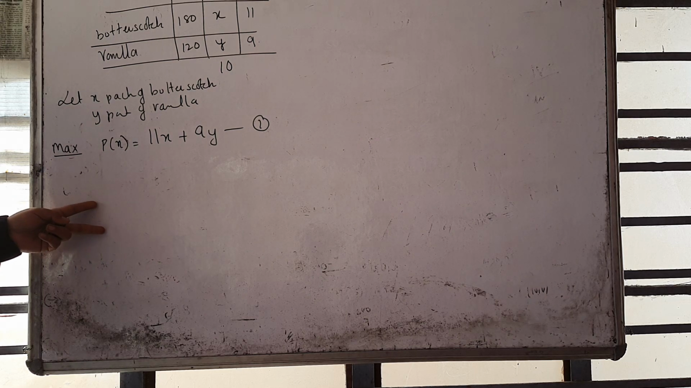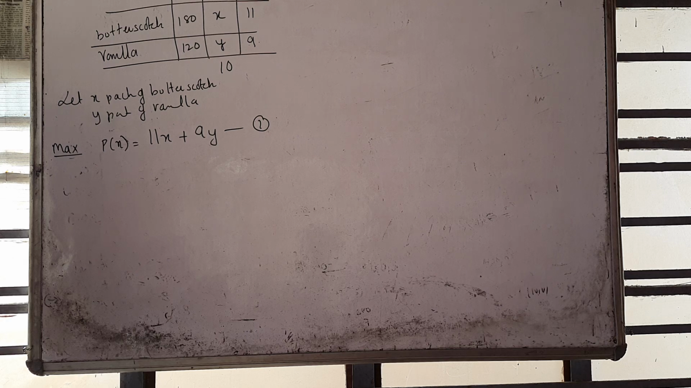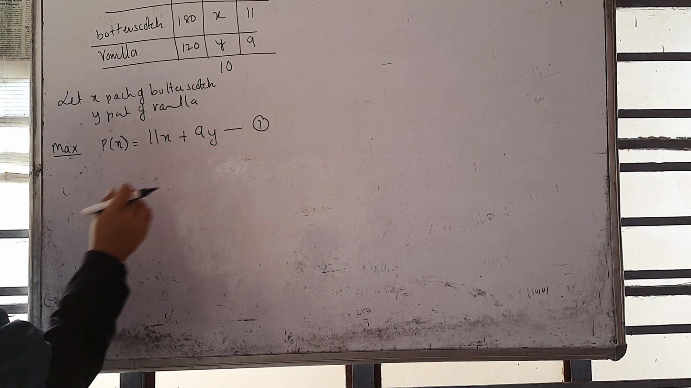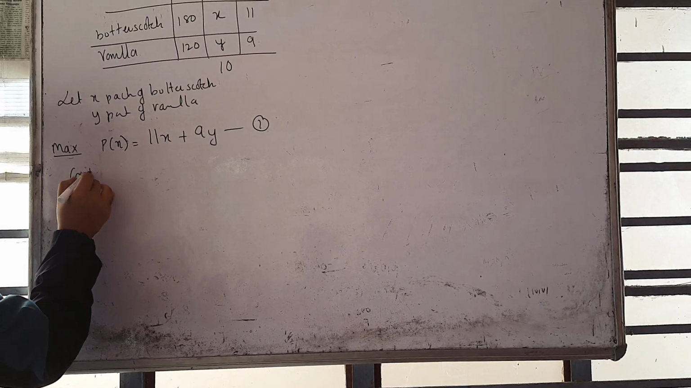I have to get two equations. What is that called? Constraints. Is it clear? Okay. So this is the thing that I have to maximize. Okay. Now cost, guys.